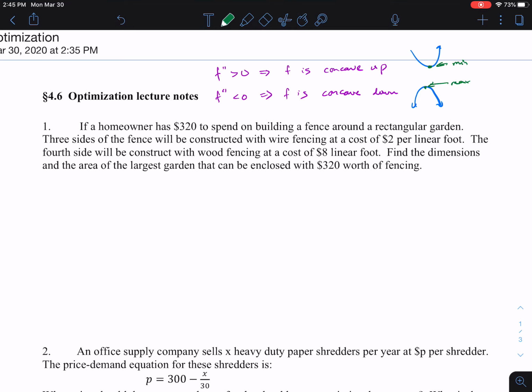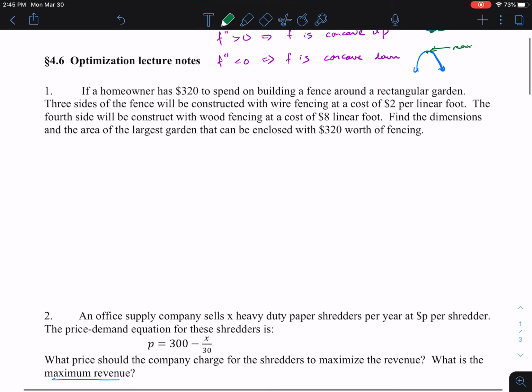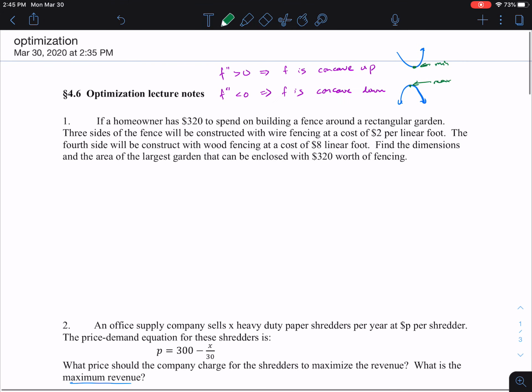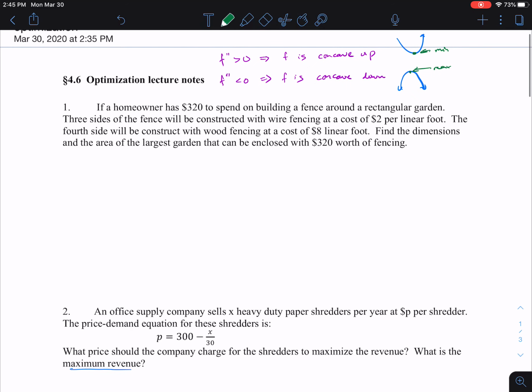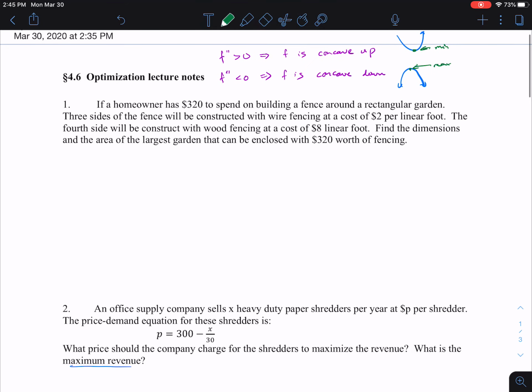In these problems, the ultimate goal is to find out whether the function is concave up or concave down, which will yield a maximum or minimum. Essentially, we combine sections 4.1 and 4.2, finding the critical values for each of those functions to figure out the relative max or min. But the challenging part is coming up with the function that we're supposed to maximize or minimize. So let's get to it.